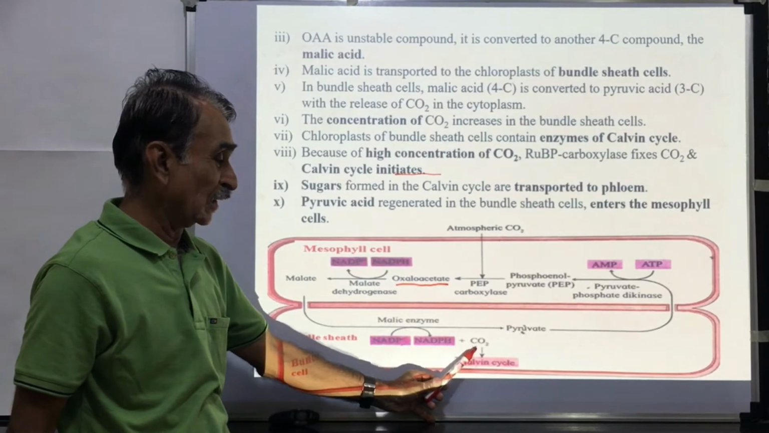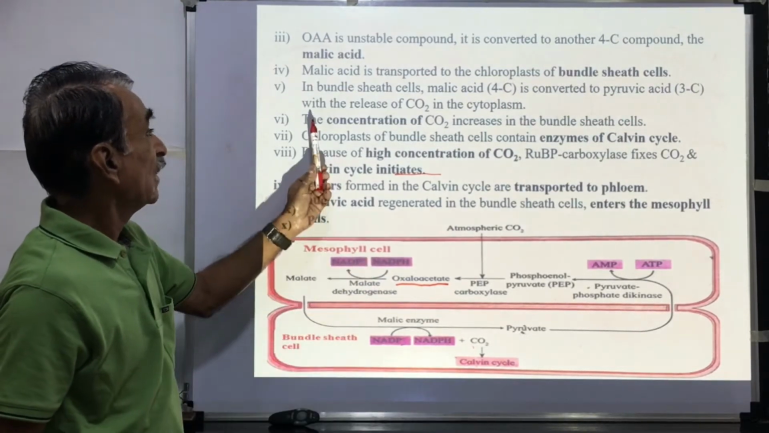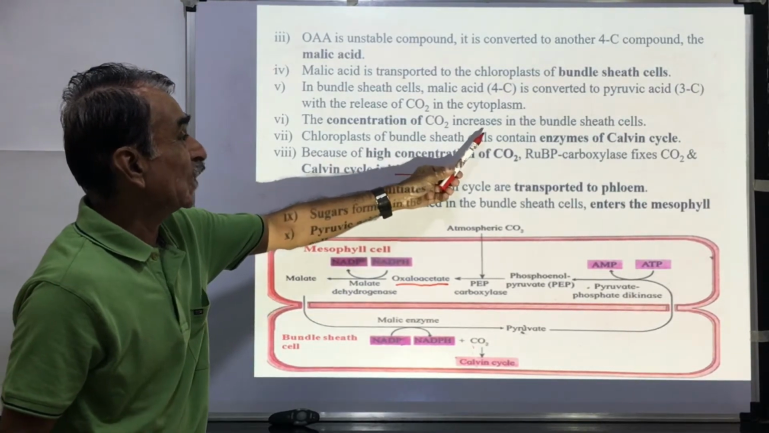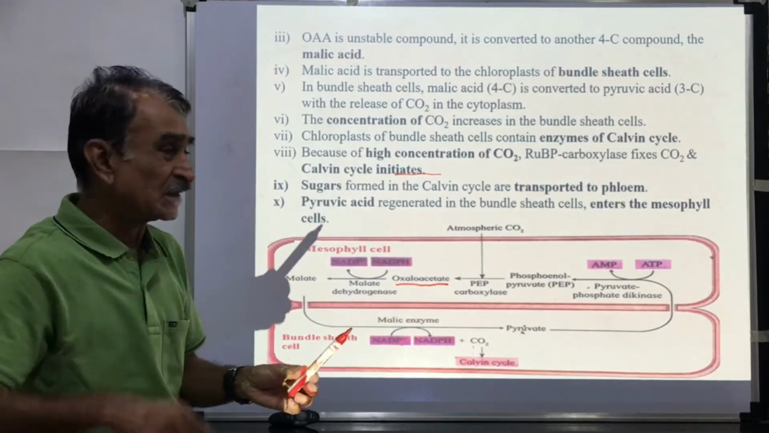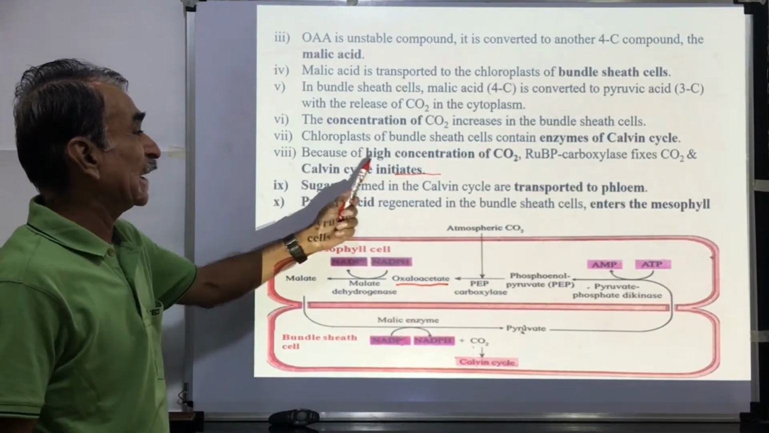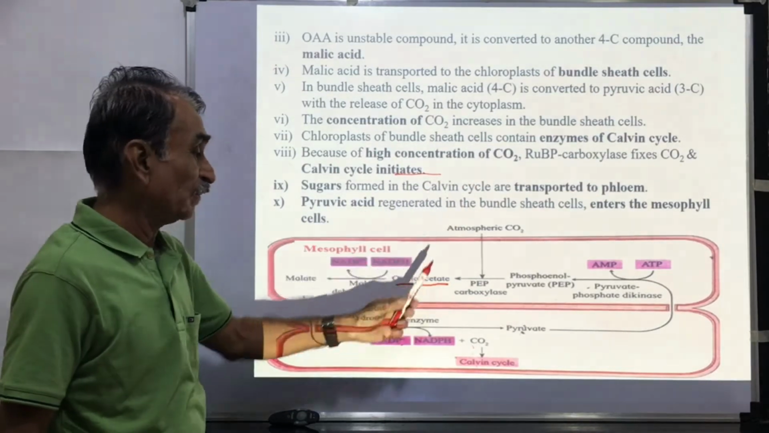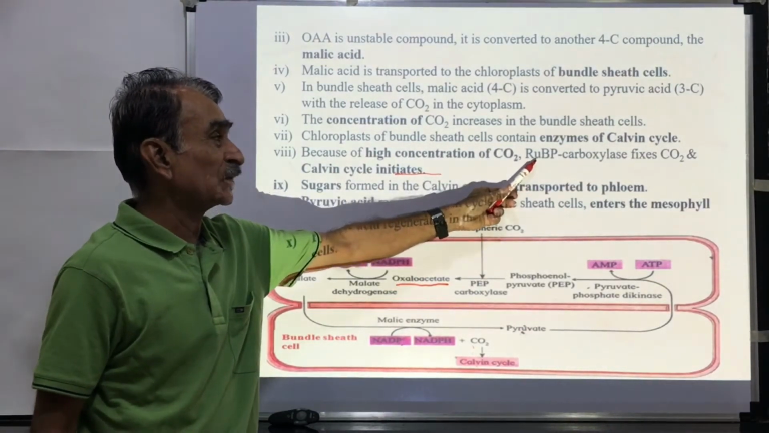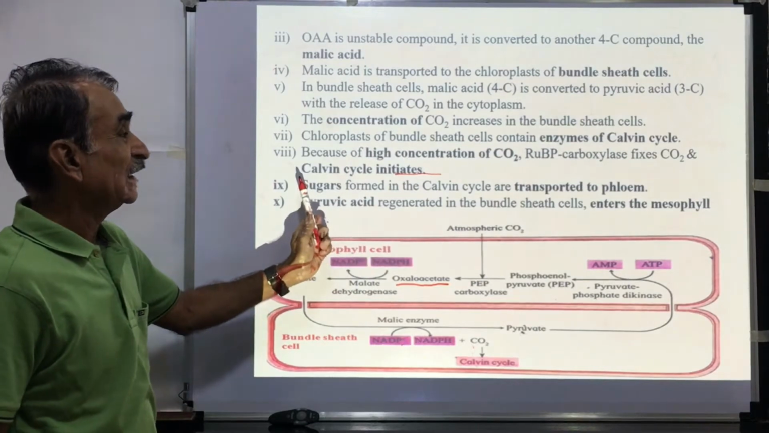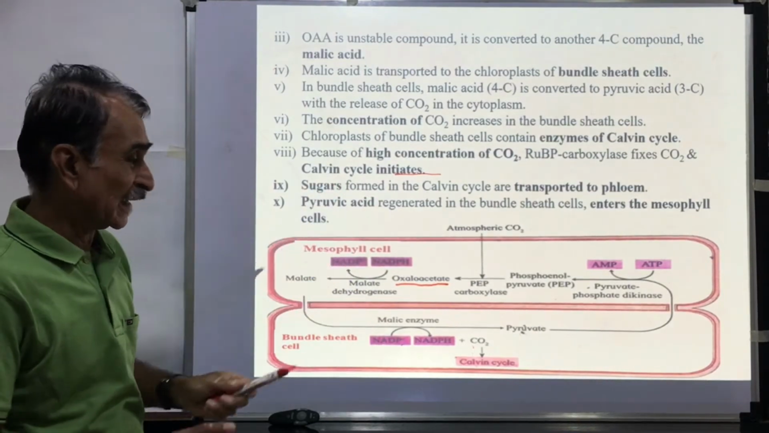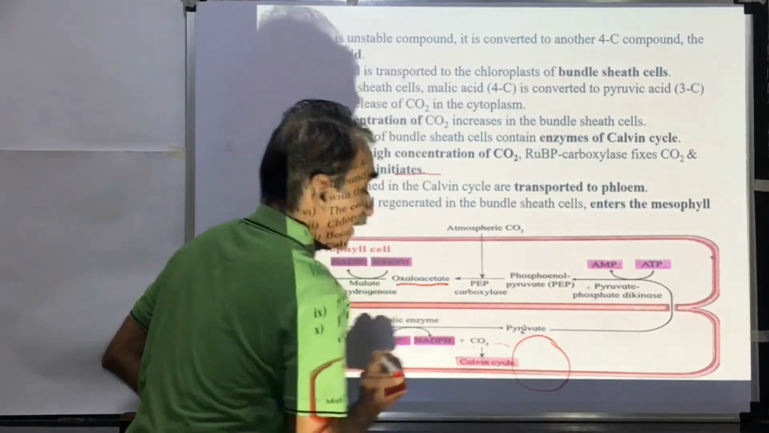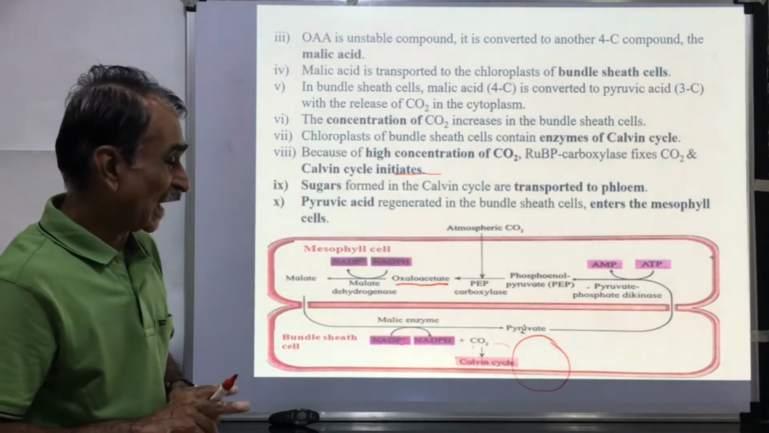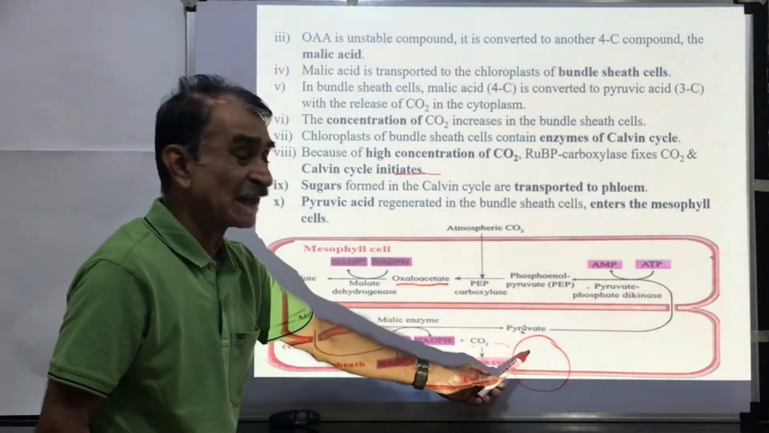This CO2 is removed, or the concentration of CO2 increases in the bundle sheath cells. And because of the high concentration of CO2, RuBP carboxylase fixes CO2 and the Calvin cycle initiates. This CO2 is accepted by RuBP carboxylase, and the Calvin cycle operates.